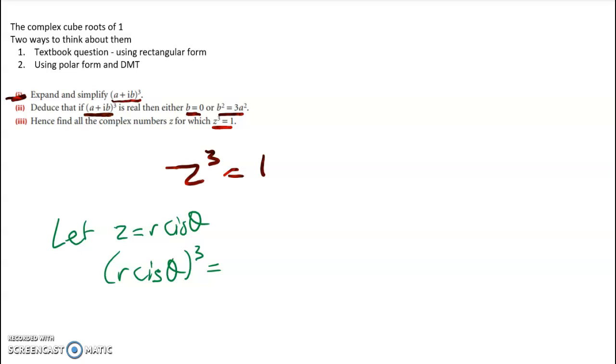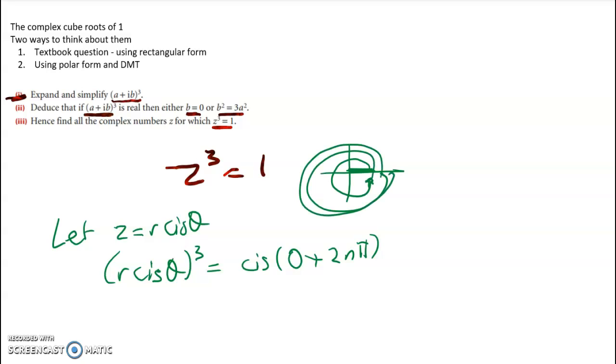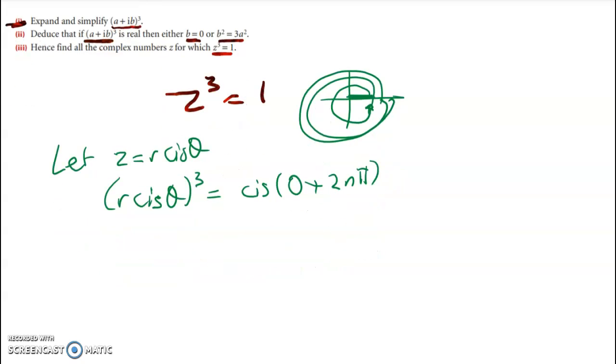Now we can write 1 as cis of 0 plus 2n pi. Right, so 1 is sitting out here, and the angle, the arg for that complex number 1 is 0, or we can think of it as 0 plus 1 revolution, or another, or another. That's how we're going to generate our three solutions.